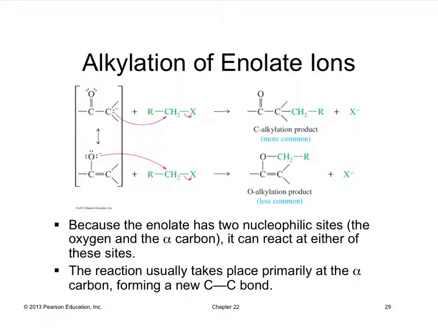So you can alkylate enolate ions. So here's your keto enol tautomer. Here you can attack the CH2 by an SN2 reaction, kicking this off. This is C alkylation. You can actually, from the O minus, attack and do the same thing, and this would be O alkylation. The reaction usually takes place primarily at the alpha carbon, so this is preferred, forming the new CC bond, and O alkylation is less common.